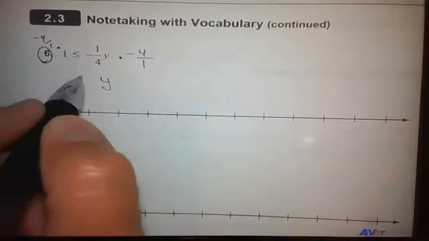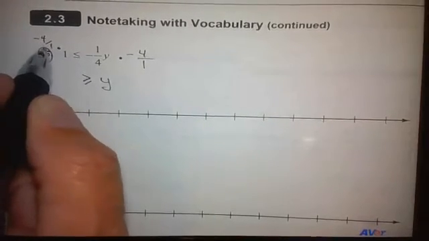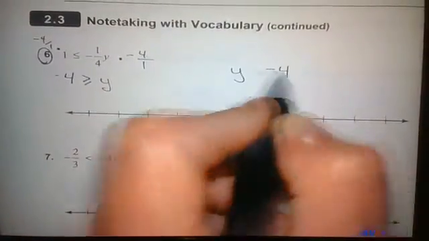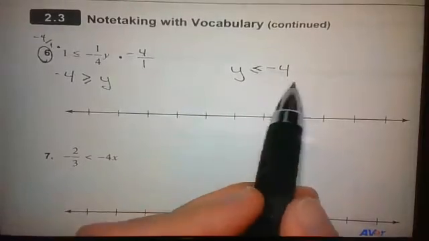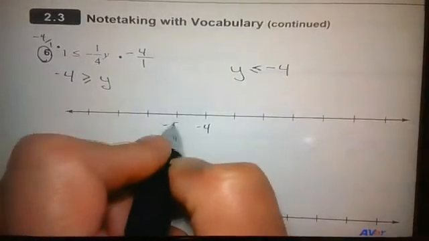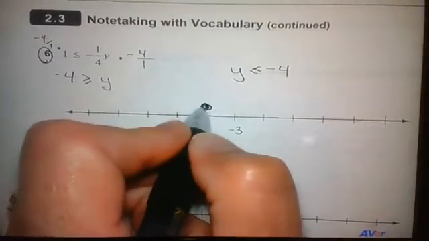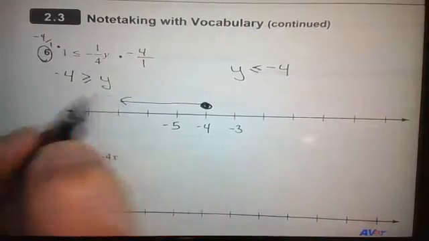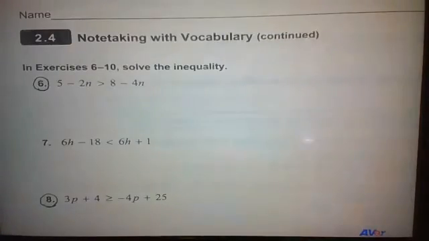Oh, red alert! I flip that inequality because I multiplied by a negative, and then negative 4 divided by 1 times 1, negative 4. Whoa, that looks crazy. I'm going to maybe write it this way with it still opening up to negative 4. Y is less than or equal to negative 4. Negative 4, negative 5 gets bigger to the right. So I have my filled in circle because it's equal to. Y is less than or equal to negative 4. There we go. Ta-da!